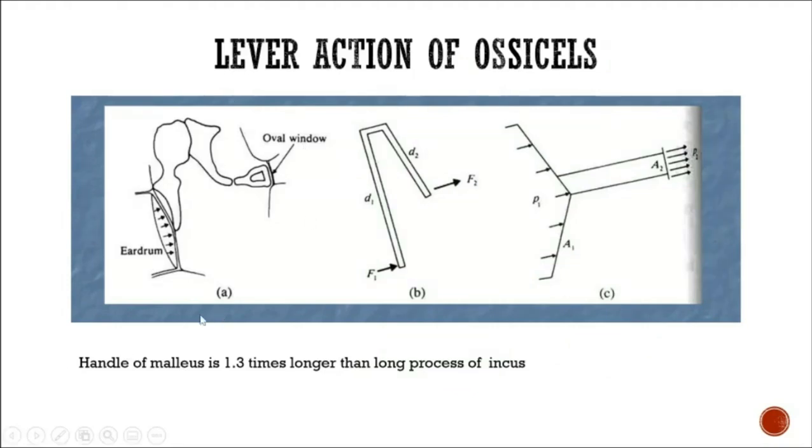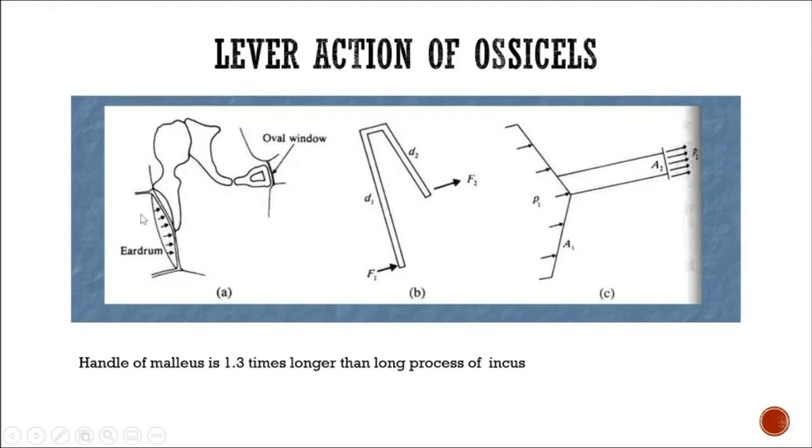Now, how is this lever action of the ossicles happening? If you look at the three bones, again I'm naming them. This is the malleus, the head of the malleus, the handle of the malleus. It is joined with the incus to the stapes. The other name for this is the hammer, this is called the anvil, and this is called the stirrup. Now, the handle of the malleus is 1.3 times longer than the long process of the incus, so that also is going to cause a lever action to the ossicles.